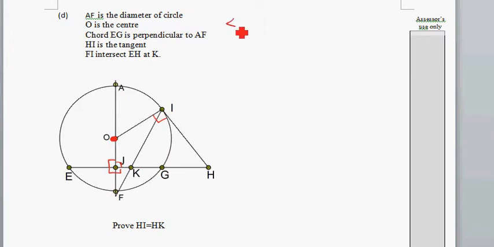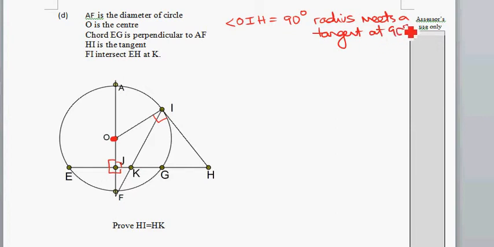Angle OIH equals 90 degrees because a radius meets a tangent at 90 degrees. Right, FI intersects EH at K. Okay, I can see that. We're asked to prove that HI equals HK. So we're asked to prove that this length here, perhaps if I highlight it, is the same as that length there.